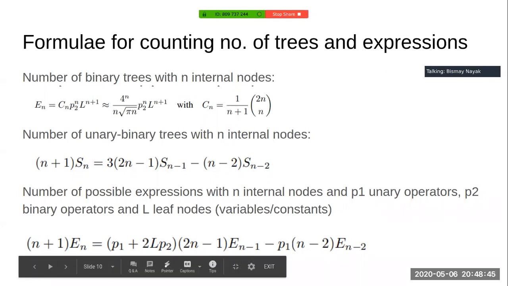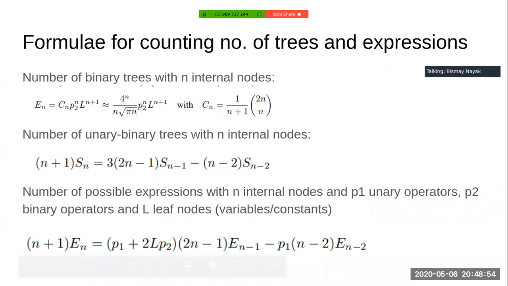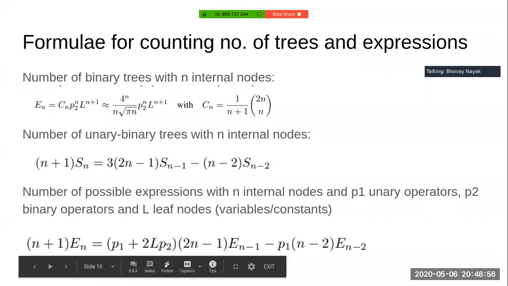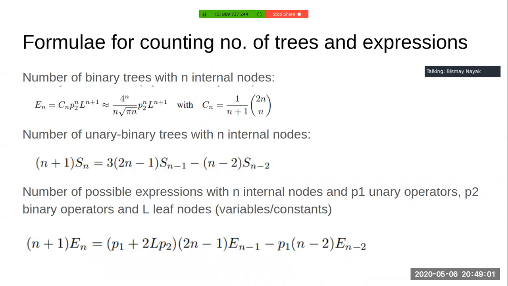And here the terms are replaced with the number of unary operators, number of binary operators, and leaf nodes. If you just replace p1, p2, and L with 1, you will be able to obtain the second formula from here. These are pretty much the same formula, but the values have been substituted to solve for the number of possible expressions with n internal nodes and p1 unary and p2 binary operators.